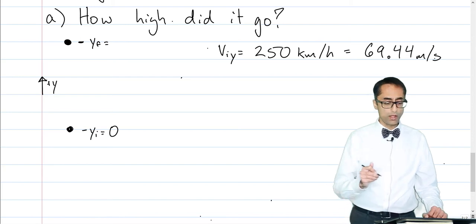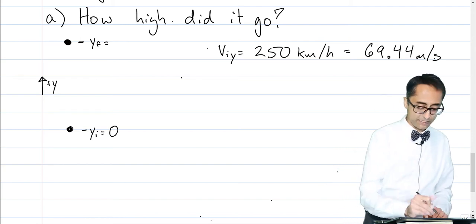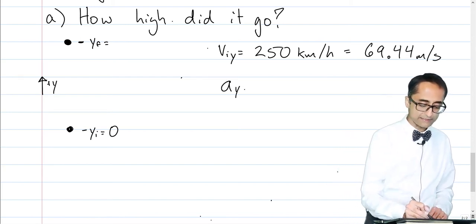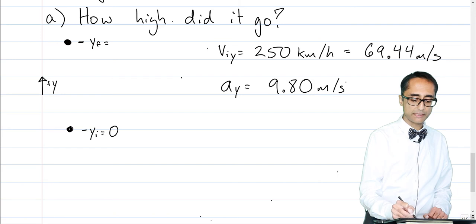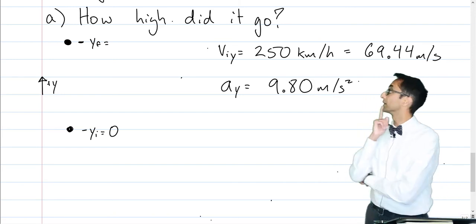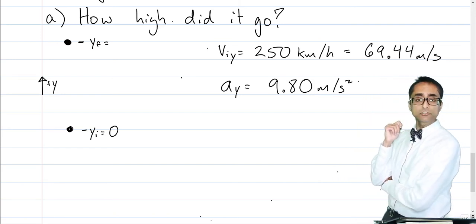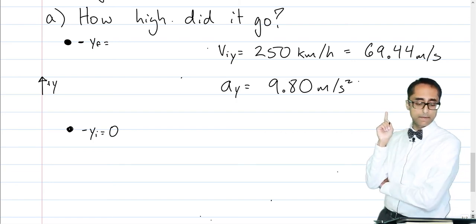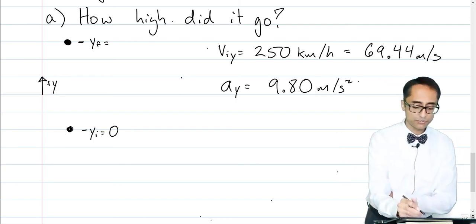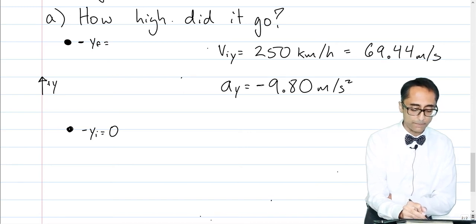And so our next bit of information we have is our acceleration. We had that the acceleration was equal to 9.80 meters per second squared. How does that look? Everything look okay so far? No. There is a mistake that I've made on purpose, and it's this one right here.